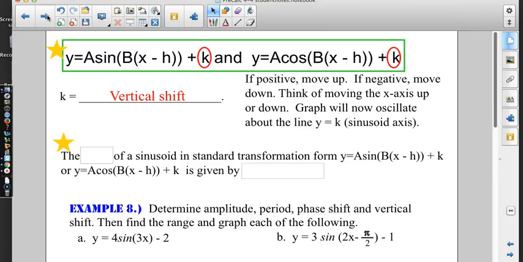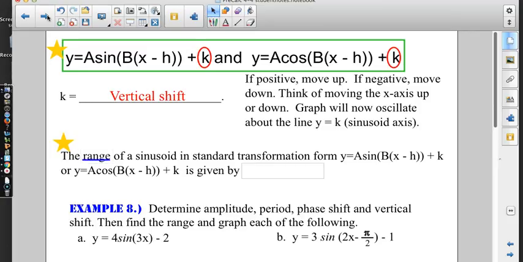Now, K is not affiliated with X, so that means whatever we see for K is what we use. If it's positive, it moves up. If it's negative, we move it down. And like it says, think of moving the x-axis up or down. We're going to move that new axis and put in a helper line. And now the graph will oscillate about that line, whatever y equals k is. That'll be our new axis for that sinusoid.